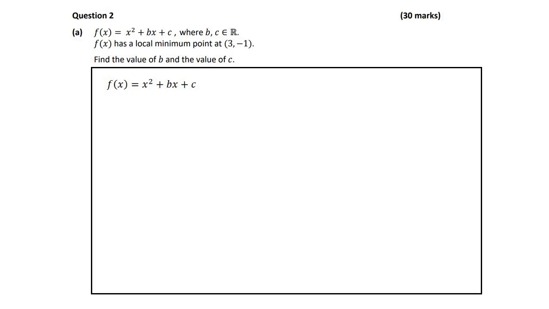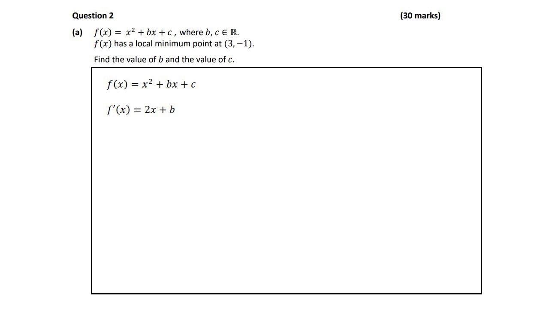Question 2 tests our knowledge of calculus. Here we are asked to find the values of b and c of the quadratic function f. To start, we'll find the first derivative of f. We are told that f has a local minimum at the point (3, -1).